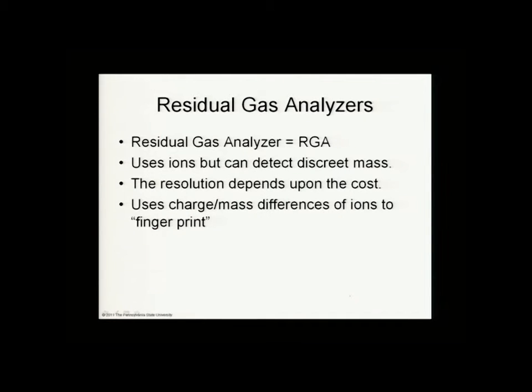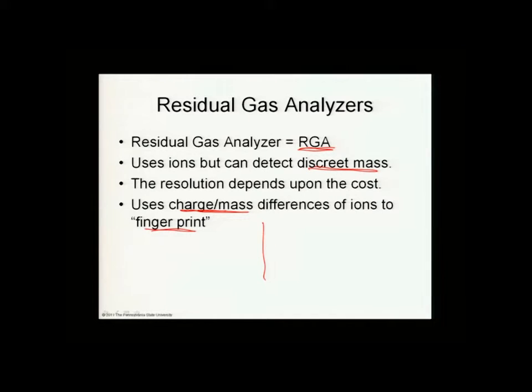Okay, residual gas analyzers. These are not simple vacuum gauges. These are much more sophisticated, and practitioners call them RGAs, so you'll hear people talk about RGAs. These detect ions, these work using ions, but they actually detect the mass. This is how these work. These work by detecting mass, and you can get very good resolution, that is very good mass differentiation. So you can differentiate between species that have very close masses if you get one of the more expensive tools. And what these are actually measuring is charge to mass ratio. And that's what they're actually looking at, the fingerprint.